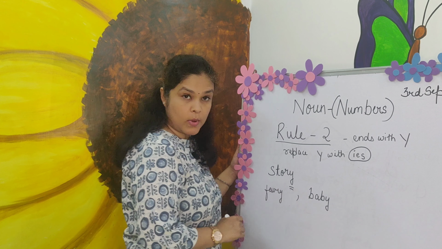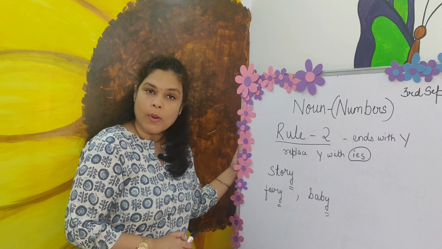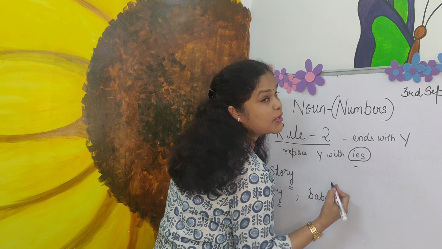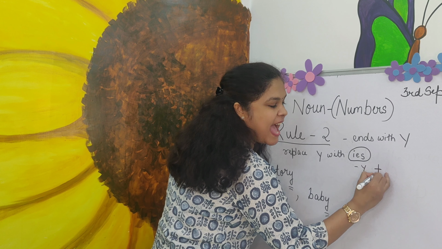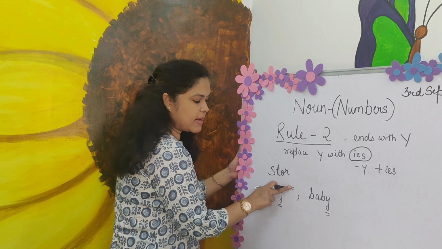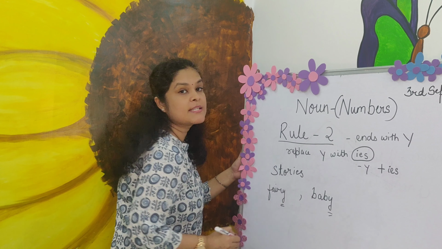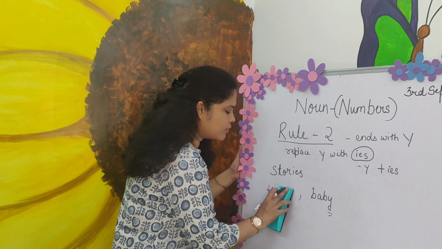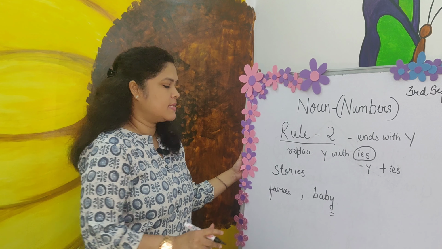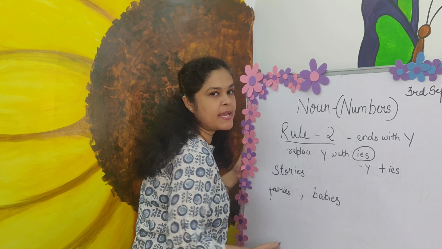Okay, let us do one example. Story ending with Y, fairy ending with Y, baby ending with Y. So what we have to do is subtract or minus Y and add IES. Subtracted means we removed Y and added IES. Stories. We removed Y and added IES, it became fairies. Removed Y and it became babies.